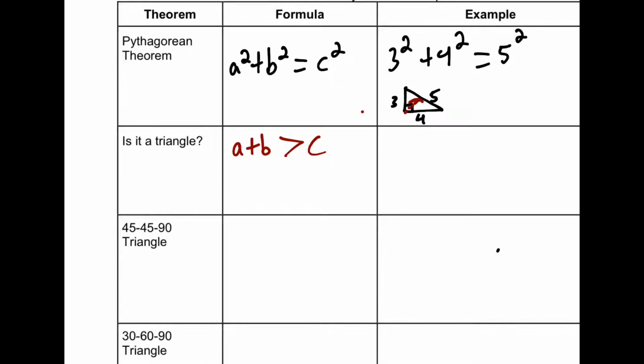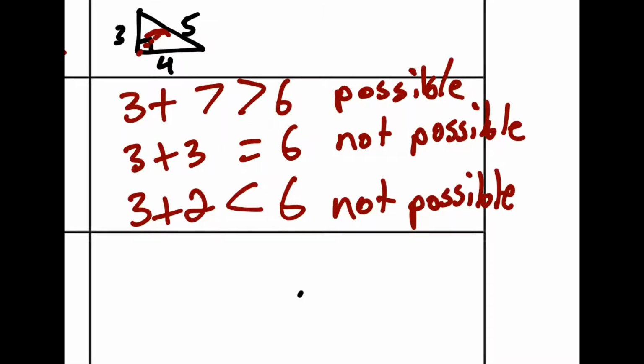An example would be something like side lengths of 3 and 7. If you add those together, it's bigger than 6. This could possibly make a triangle. 3 and 3 are equal to 6, so it's not possible because it has to be bigger than. And 3 and 2 are less than 6, so that triangle would also not be possible.